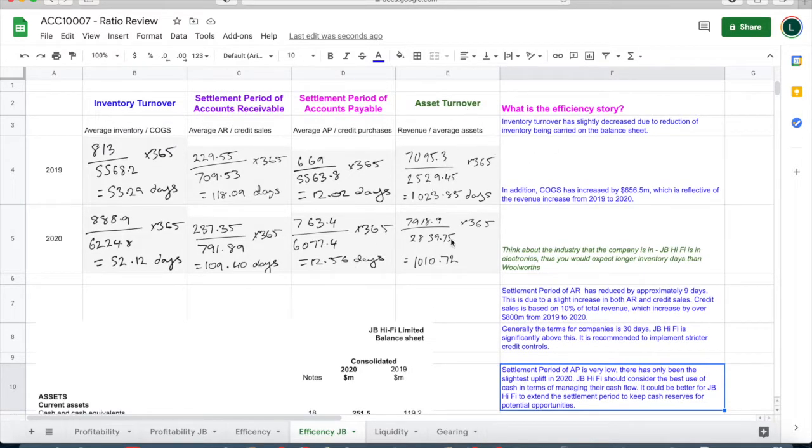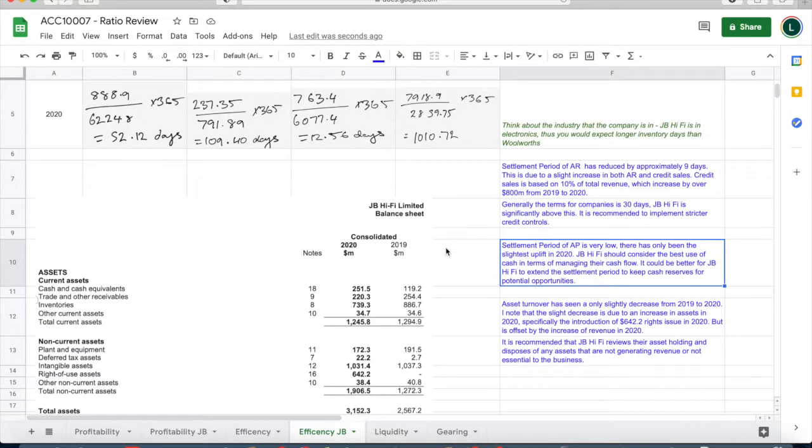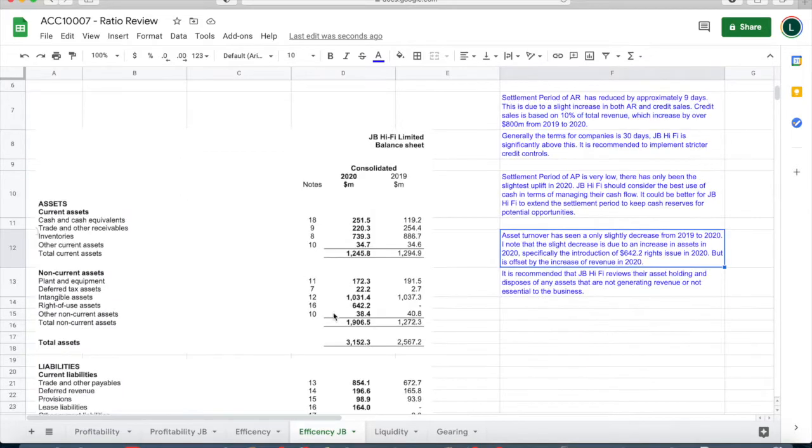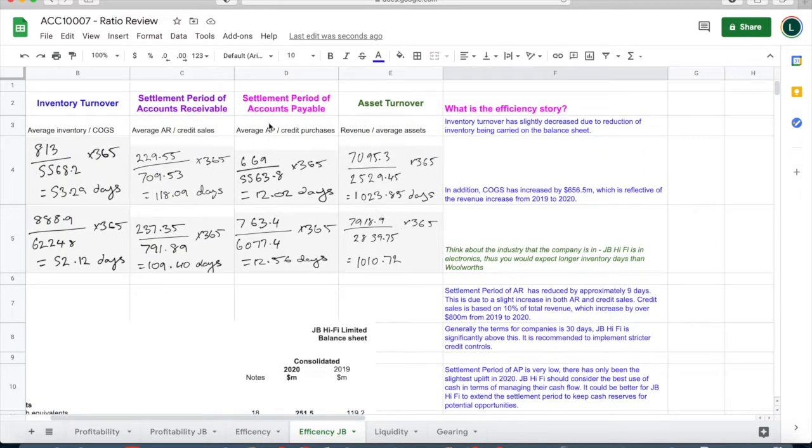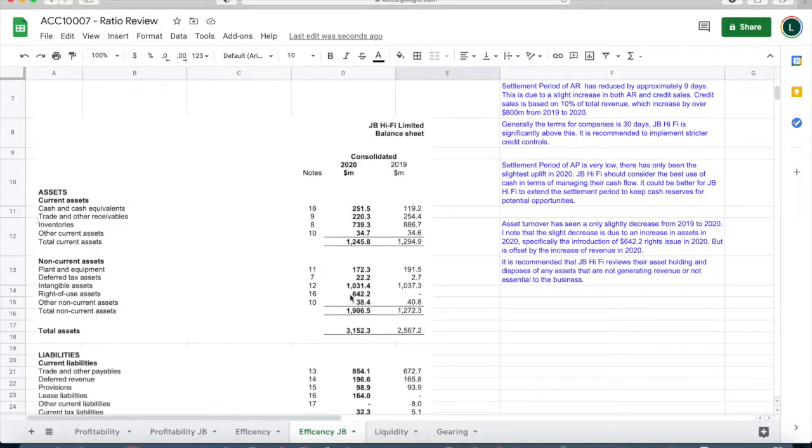Okay, lastly, our asset turnover here. So we have gone down by about 13 days. Asset turnover has seen only a slight decrease from 2019 to 2020. I note that the slight decrease is due to an increase in assets in 2020. Remember, I talked about this in profitability, which is the introduction of those rights issues down here of 642 mil. So you can see how I'm really diving deep into the formula. I'm just looking at what made it up, average assets, and then I've dived in and seen the changes.